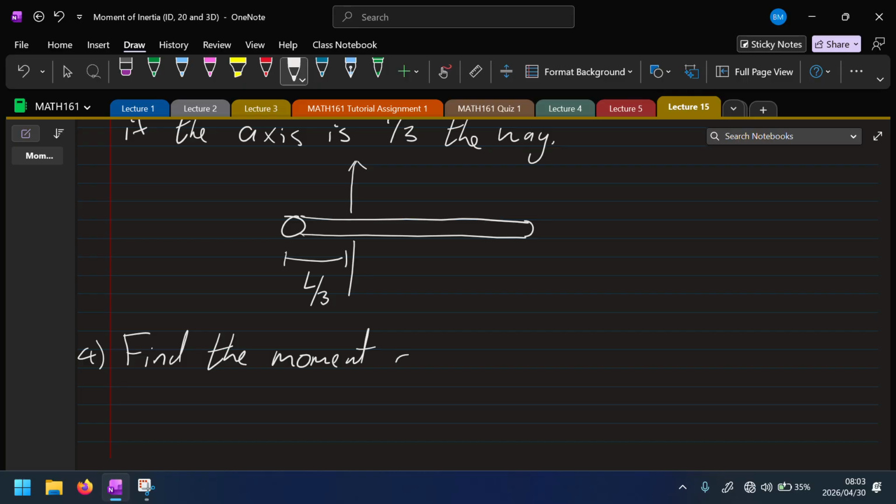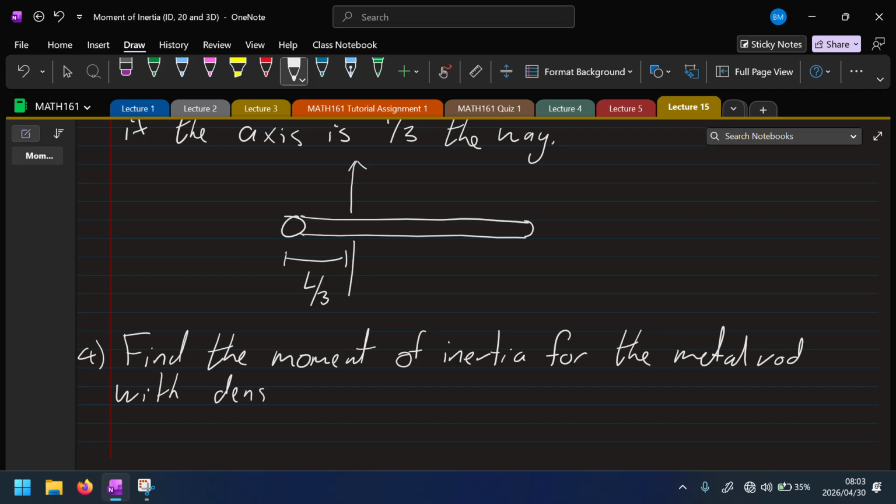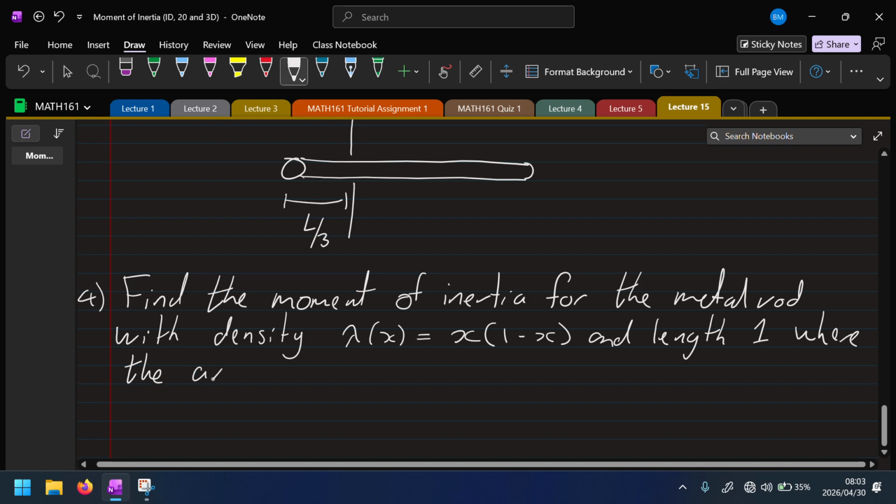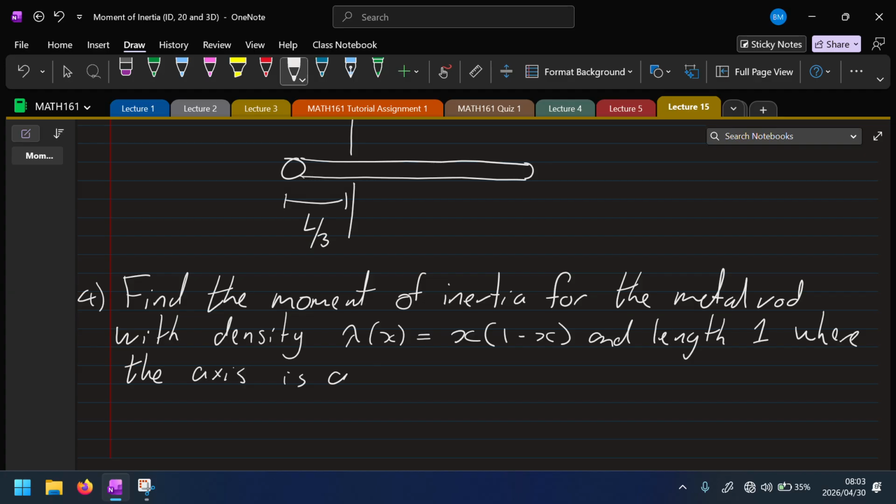Find the moment of inertia for the metal rod with density lambda of x equals x(1 minus x) and length 1, where the axis is at position A. Okay, and A is somewhere between 0 and 1.